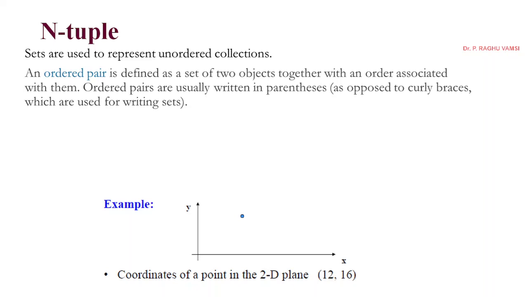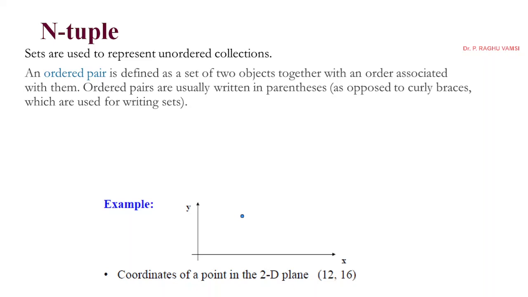Okay, please remember. An ordered pair is defined as a set of two objects together with an order associated with them. Ordered pairs are usually written in parentheses as opposed to the curly braces that we normally write in sets. For example, if I want to mention coordinates of a point, the coordinates of the point on the two-dimensional plane is (x, y). Right? So here I am going to mention it as a single unit. These are not individual elements, these are single units. That is the coordinate of a particular point.